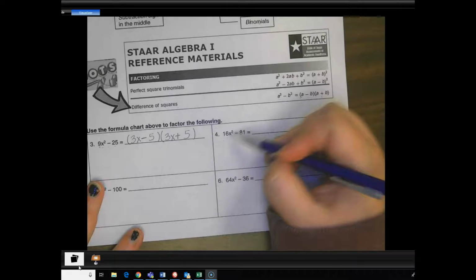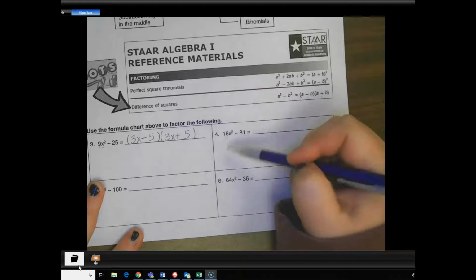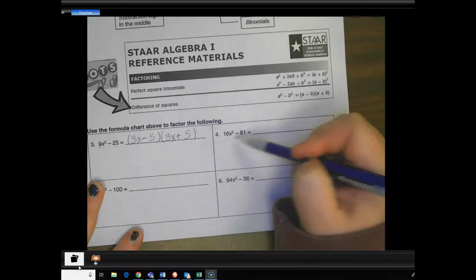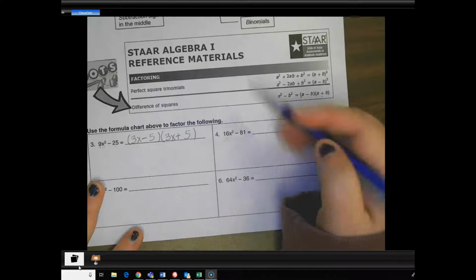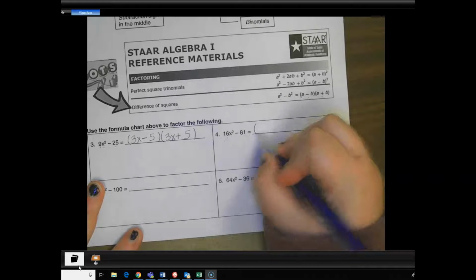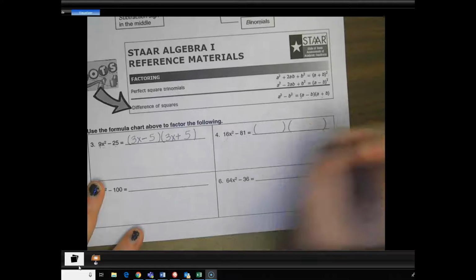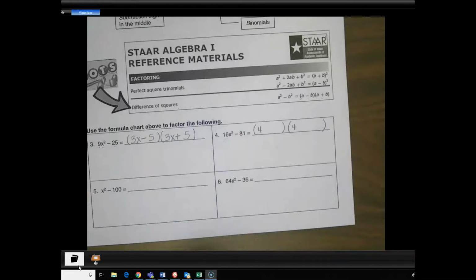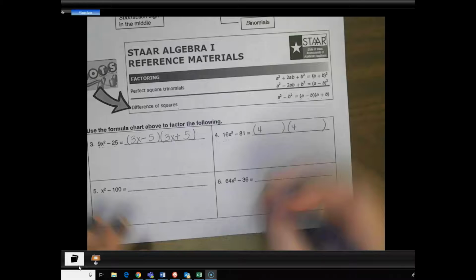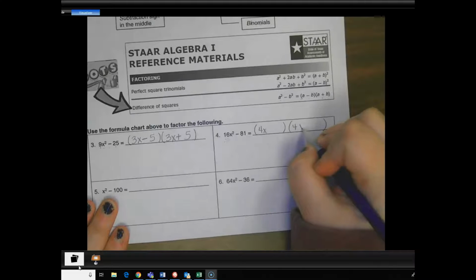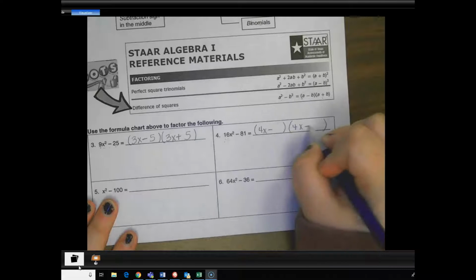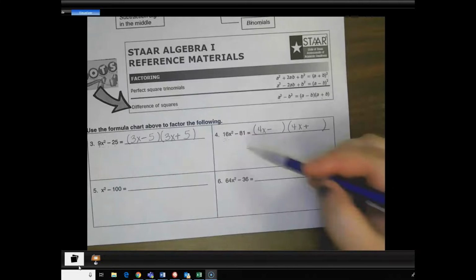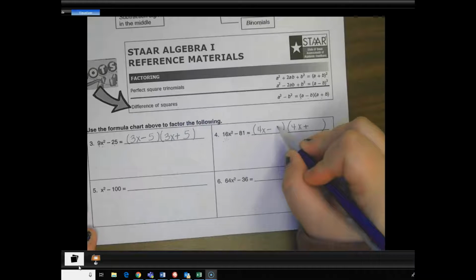It is subtraction. It is binomials. And it is a perfect square. So, the square root of 16 is 4. The square root of x squared is x. One will be subtraction, one will be addition. The square root of 81 is 9.